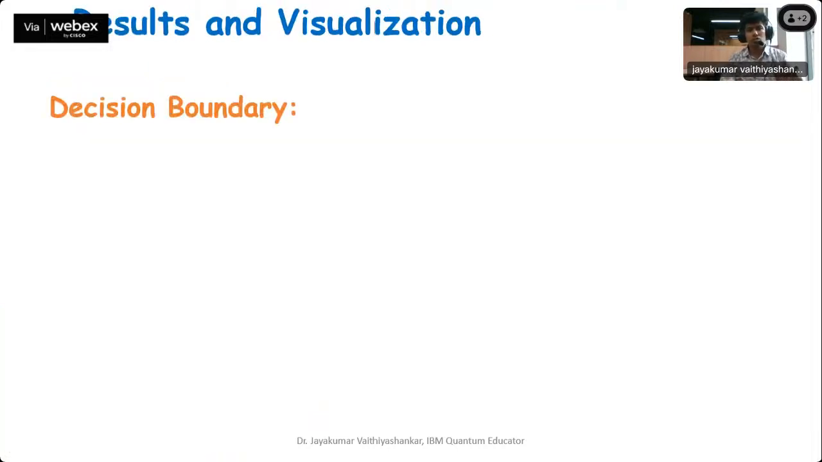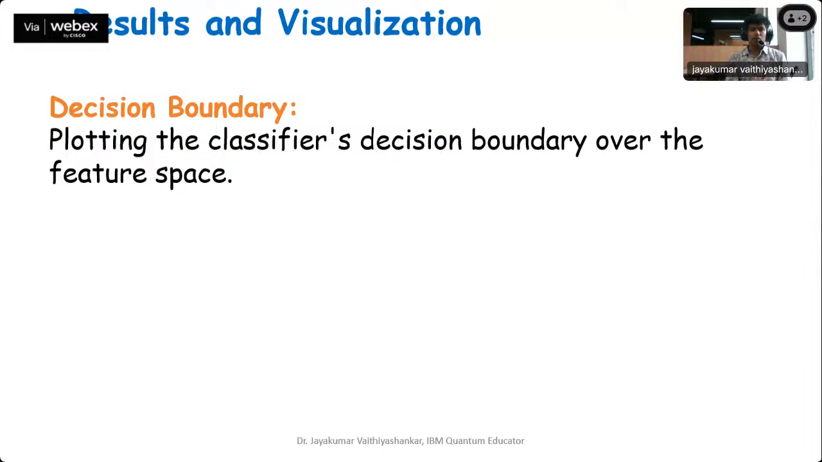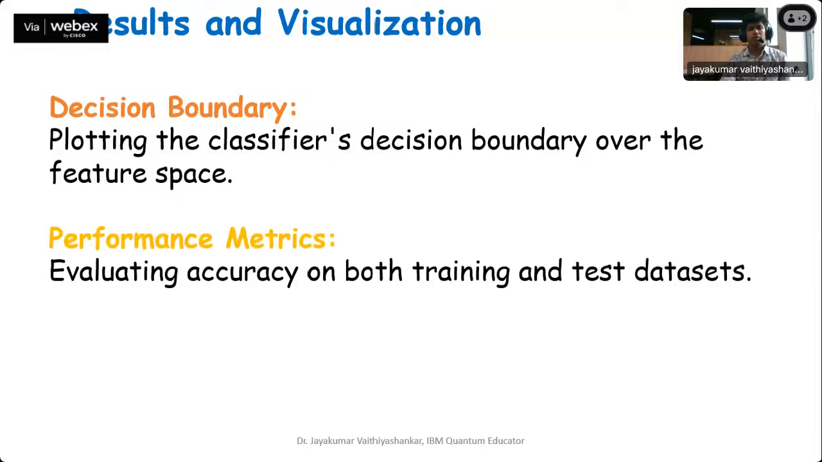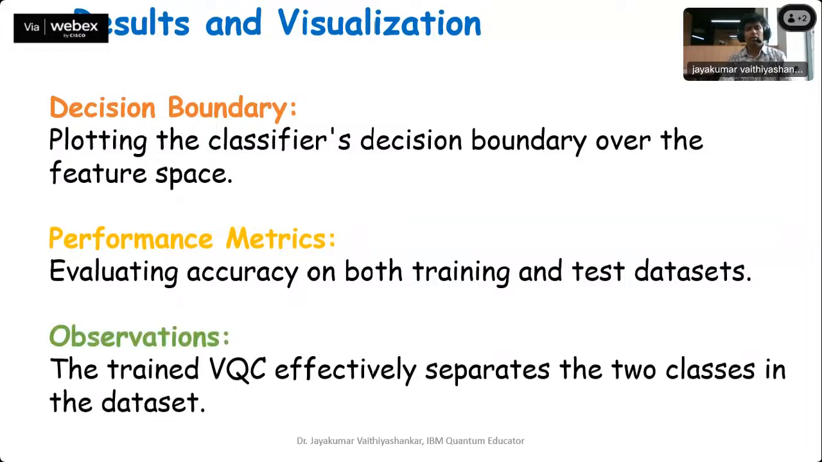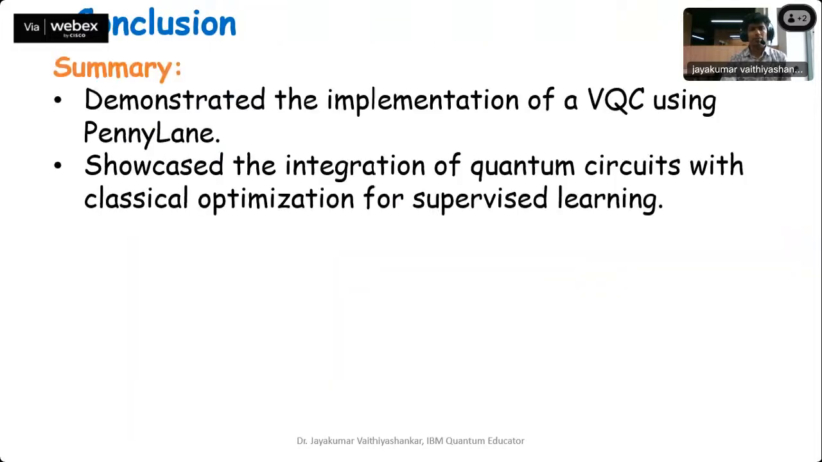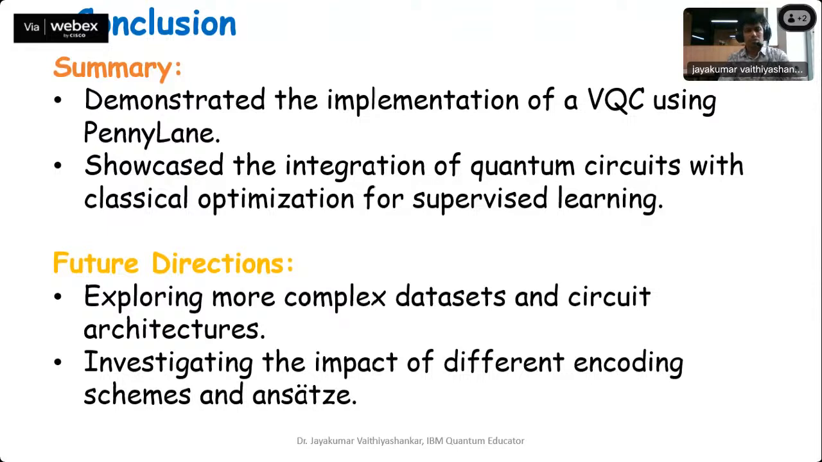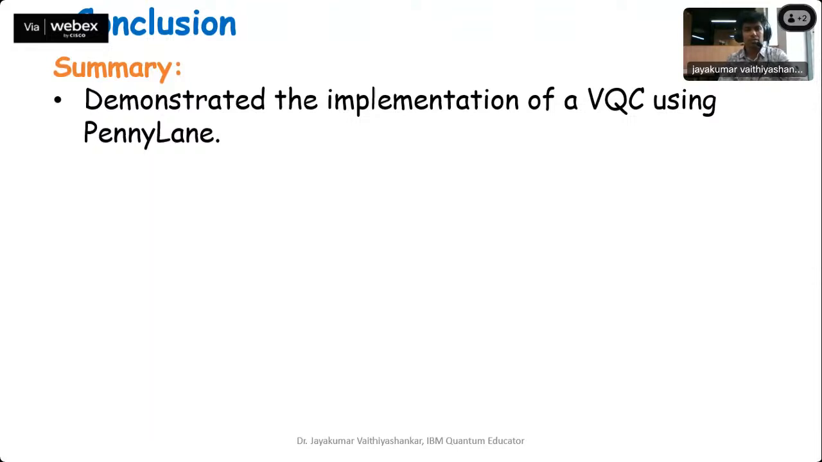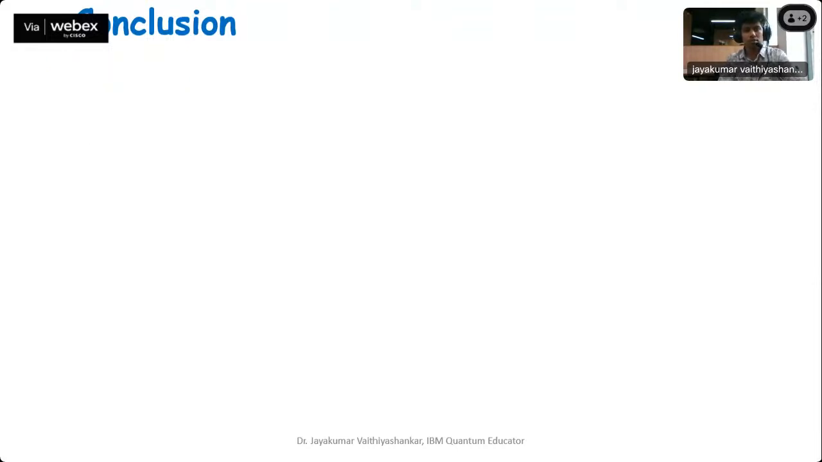Once you identify the decision boundary, once you plot your classifier's decision boundary over your feature space, you can stop and evaluate your training and test datasets. Then you need to measure and observe the difference between the classical and quantum versions. I'll hold this slide, I'll hold this conclusion.